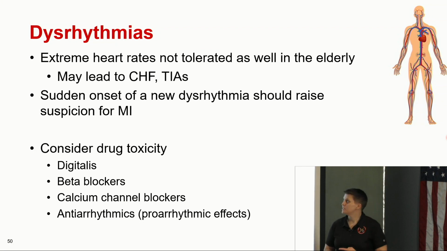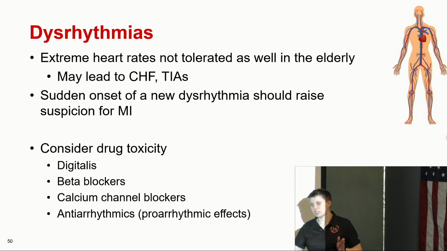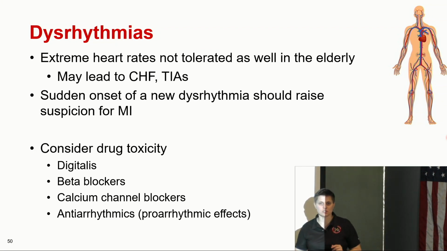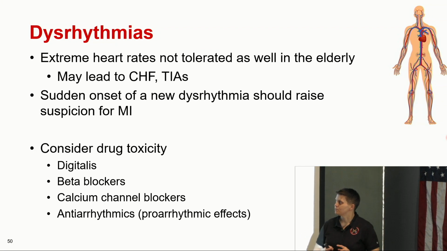In terms of dysrhythmias, the elderly can't tolerate extremes of heart rates as well as younger patients, and this can lead to CHF or TIAs. If a patient has had no arrhythmia for their entire life and you're seeing them now, they're 67 and they have a new onset AFib, that should make you concerned for the potential for an underlying MI, right? Why did this patient's conducting system all of a sudden decide to flip into a dysrhythmia? So it's important to get EKGs on these patients, obviously, but also have a high clinical suspicion for MI.